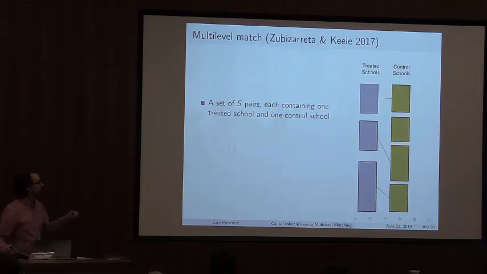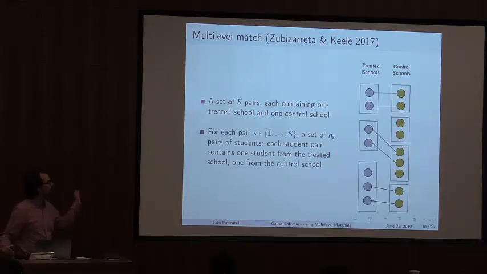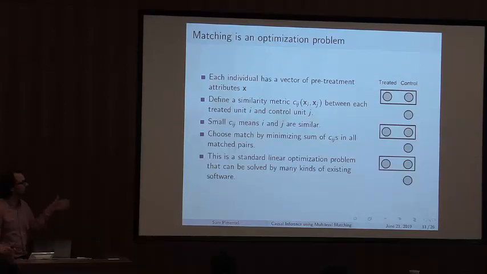Okay, so let's get back to this question of how we actually construct this match. Before I get to that, let me talk about matching at one level first. You can set up matching in an individual level treatment problem as just linear optimization, basically. Again, what we're trying to do when we form these pairs is group individuals who are similar on their pre-treatment attributes.